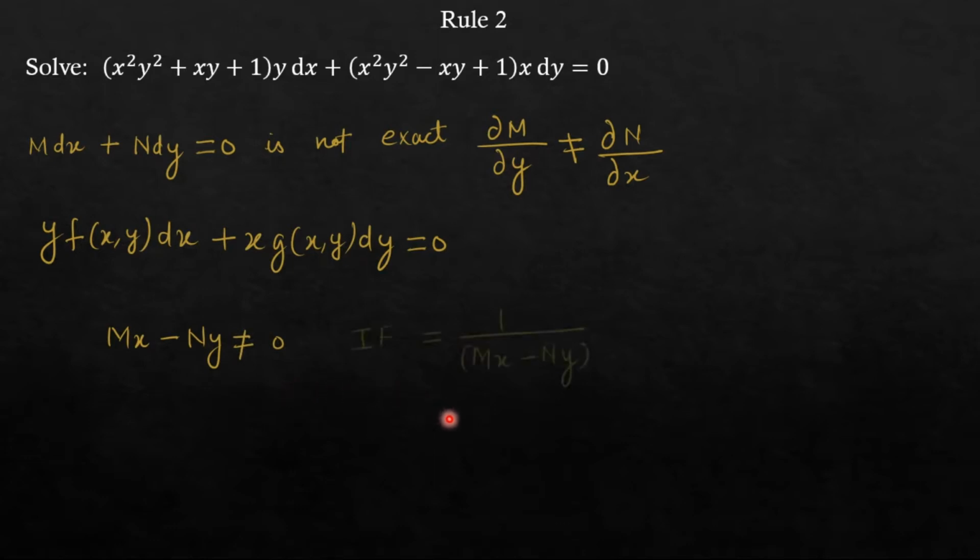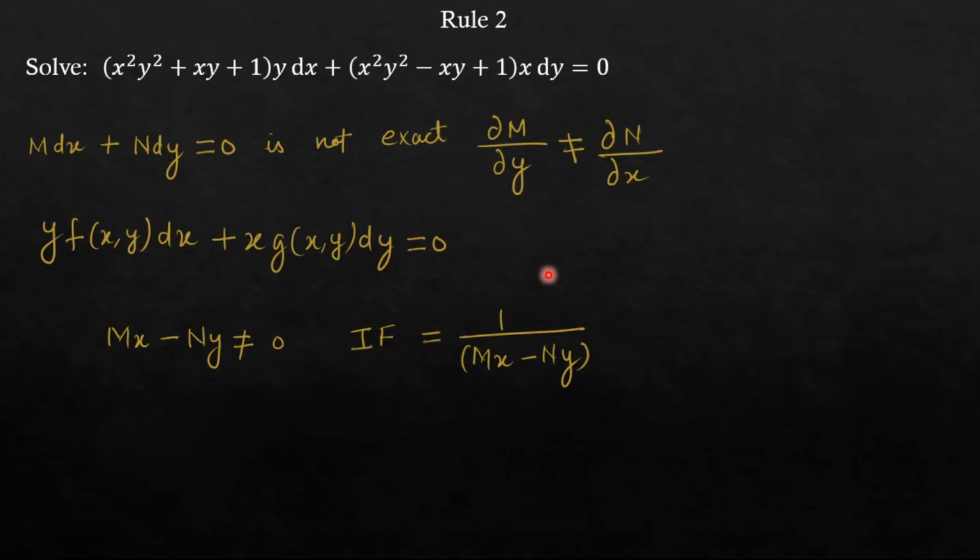Then the integrating factor is given by 1 upon Mx minus Ny. That is why I am saying it should not be equal to 0, otherwise this integrating factor will go to infinity. That is, it should not be exact, but it should be in the form of y times f(xy) dx plus x times g(xy) dy equals 0. I am not asking it to be homogeneous, but it should be in this form. If it is homogeneous, we will apply rule number 1.